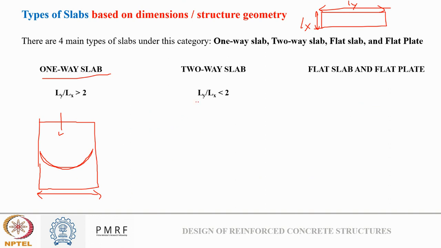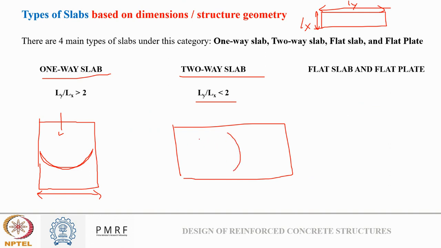Now, if the ratio of longer length to the shorter length is less than 2, we say the slab is a two-way slab. So why do we say two-way slab? Suppose this is my slab. By two-way we mean the slab can deflect along both directions when the load is acting, and thus we need to provide reinforcement along both directions.